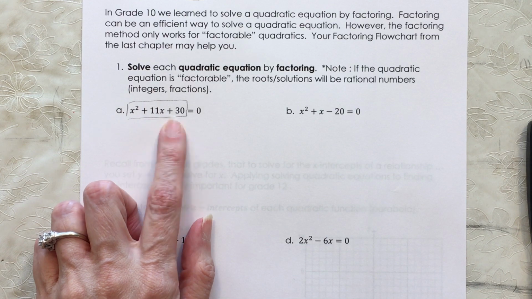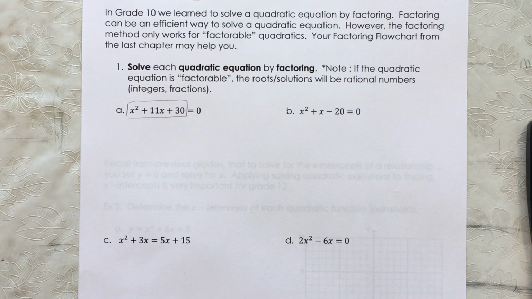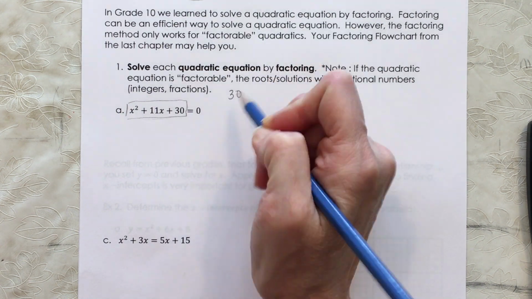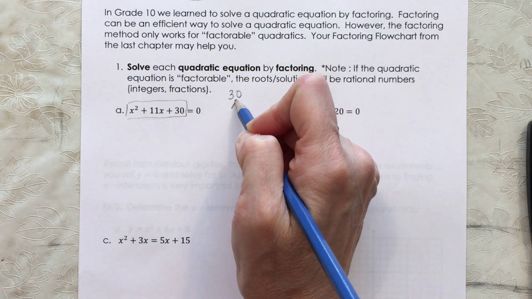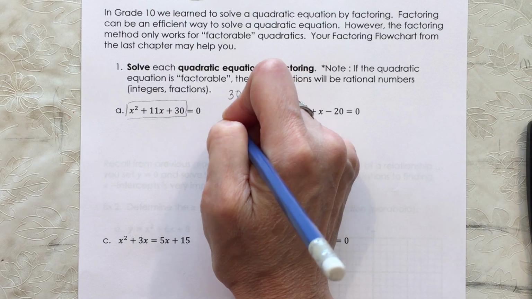So there's three terms. There's not a common factor, so if you've got your flowchart out, there's three terms, so it's a trinomial. And then you can classify it. It's a simple trinomial because the number in front of the x squared is a 1. So to factor a simple trinomial, you need two numbers that multiply to, in this case, 30, but also add to positive 11. And those numbers are 5 and 6.